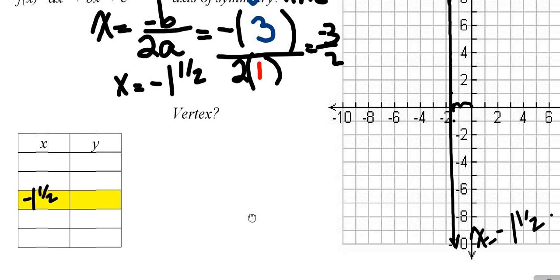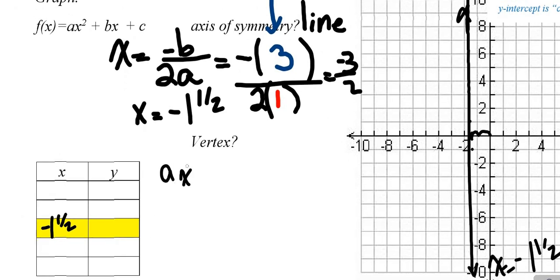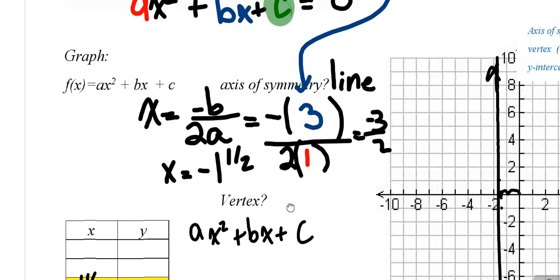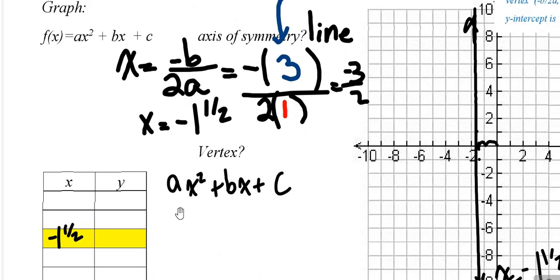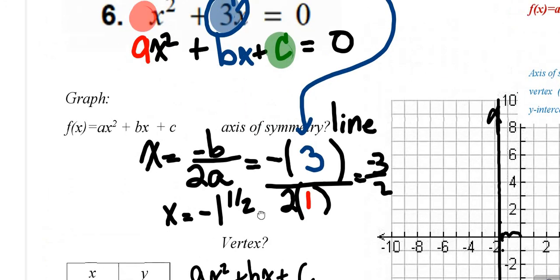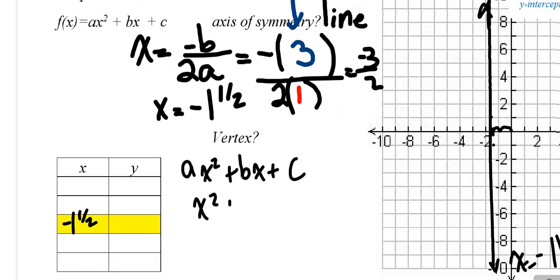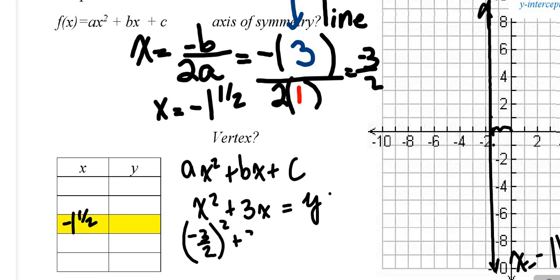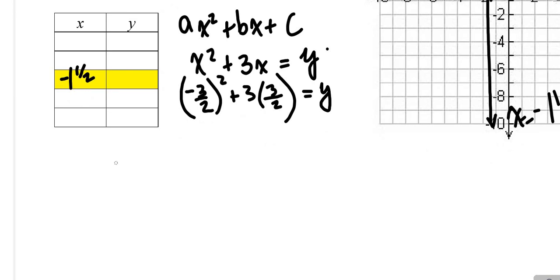So here's your equation: ax squared plus bx plus c. And in this case we have x squared plus 3x equals, it's going to be our f of x, or our y. That's what our y is going to be. So if I do -3/2 squared plus 3 times 3/2, that's going to equal our y. Do not freak out with the fractions. Just take it one step at a time.